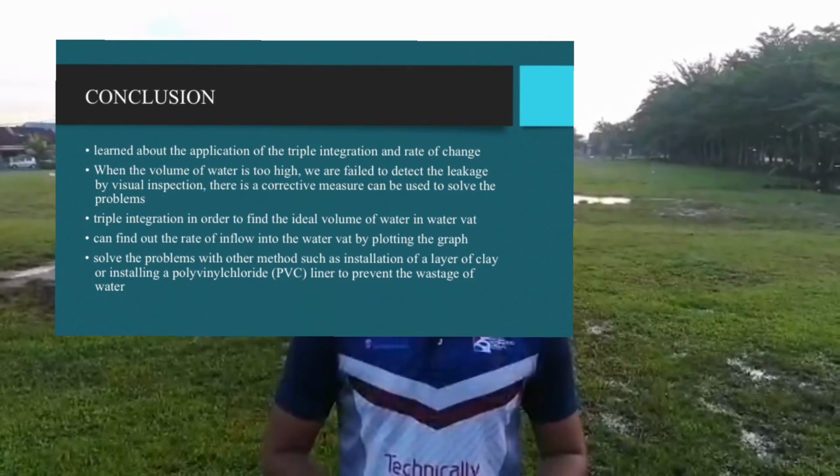In conclusion, we know how to solve the application of the triple integral and the rate of change. By learning the subject of civil engineering, there were several types of tanks that need to be used to ensure the sustainability of water for the user. This project took us about a month to complete.